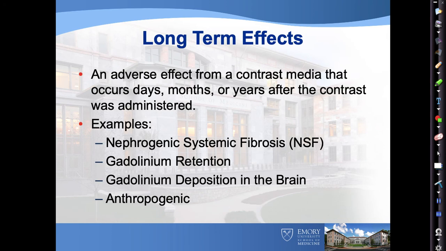Now let's talk about long-term adverse effects. A long-term adverse effect is one that usually occurs days, months, or years after the contrast was administered. And the examples are nephrogenic systemic fibrosis, NSF, gadolinium retention in tissues, gadolinium deposition in the brain, and arthropathy.